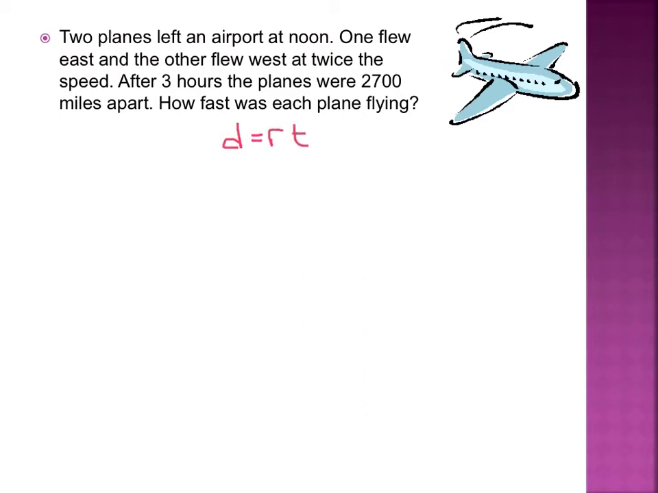So I want to talk about the distance for both. Now both of them have the same distance. They went 2,700 miles. So that means my distance will be the same. Now I have to consider the rate for both planes. Well, plane number 1 that went east has a rate of r, and plane 2 that went west has a rate that's 2 times that, so that's 2r.